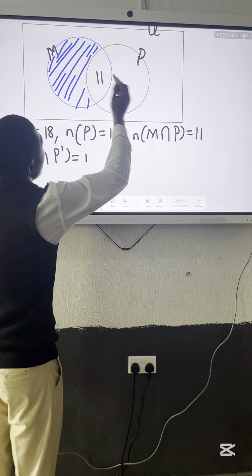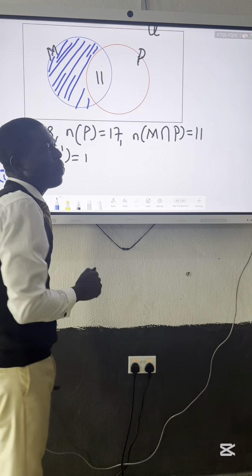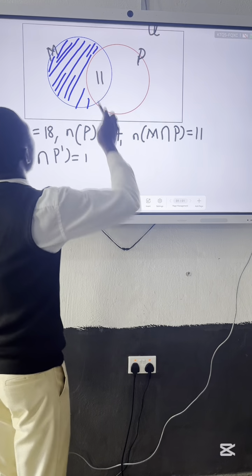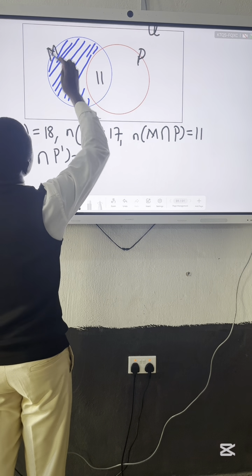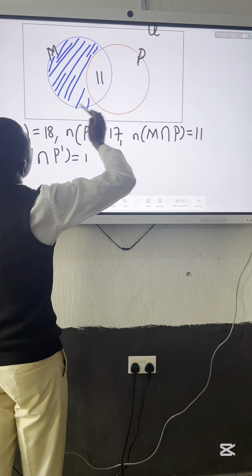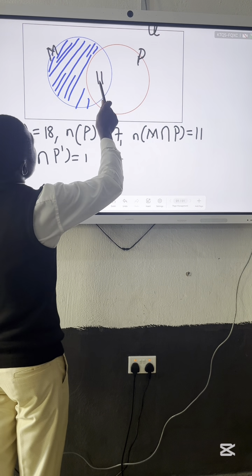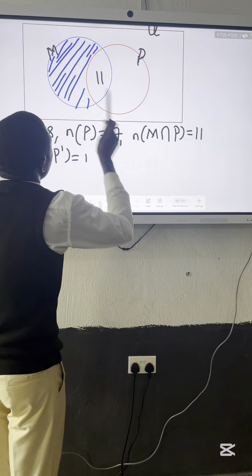Without entering this part, because if you enter this part, it's going to have a connection with physics. That's the part they're asking us to find. So since the whole of this circle on blue is 18, and 11 students pass both physics and mathematics.